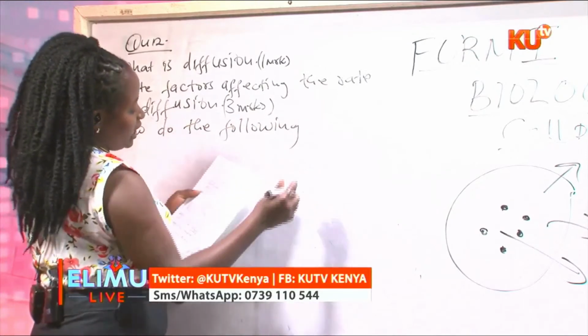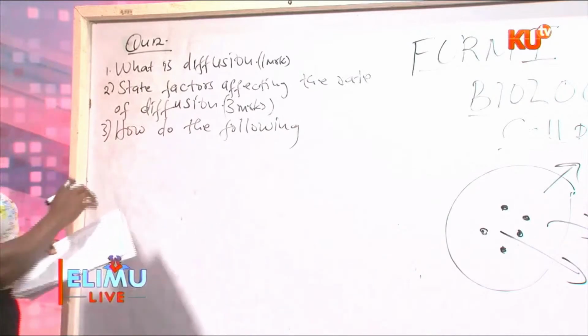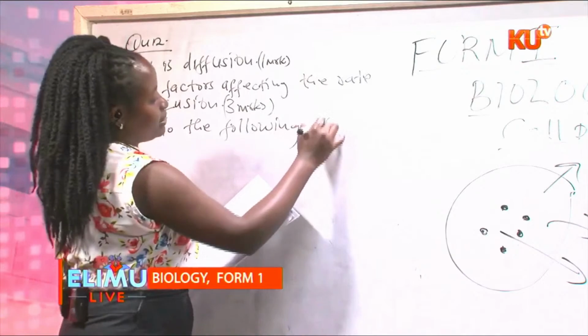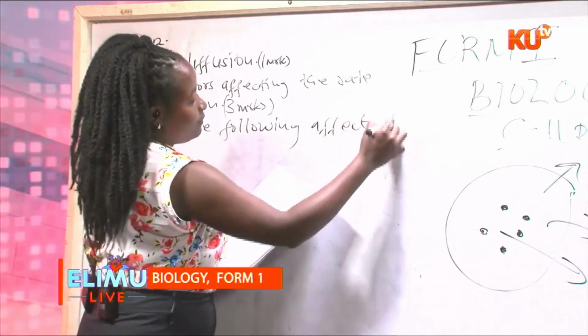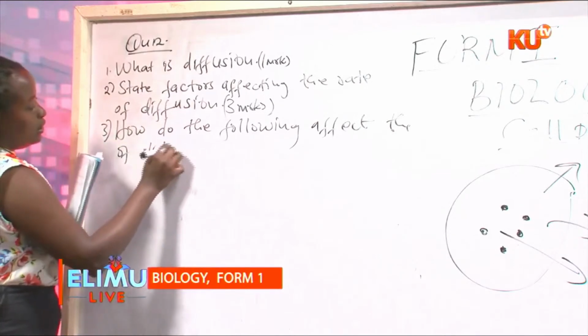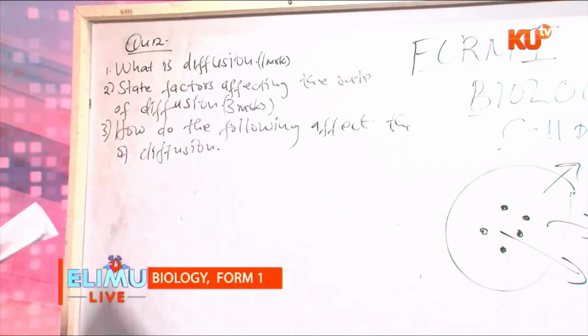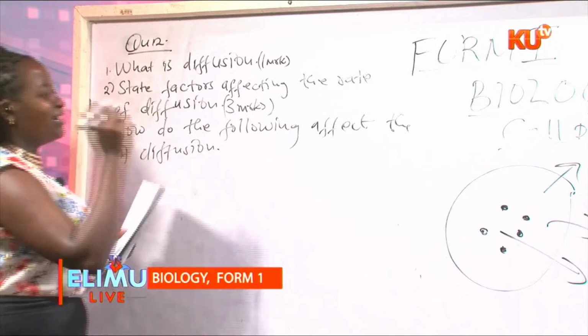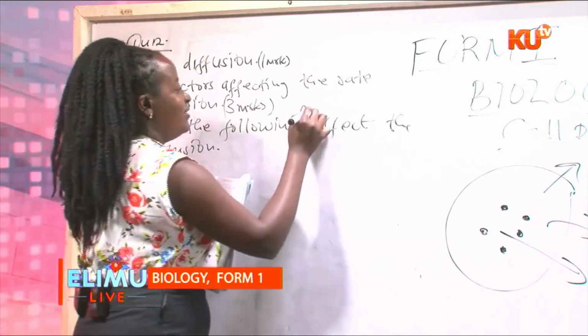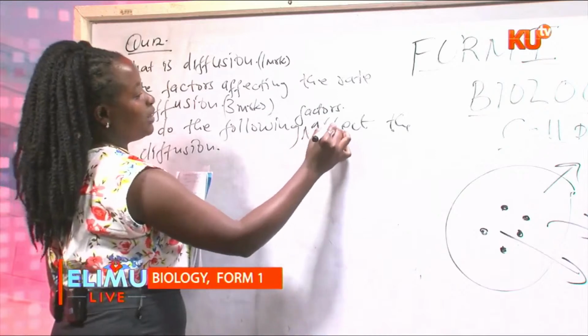Ensure that anytime you're answering a question on factors, for example, this question number 3: how do the following factors affect the rate of diffusion?